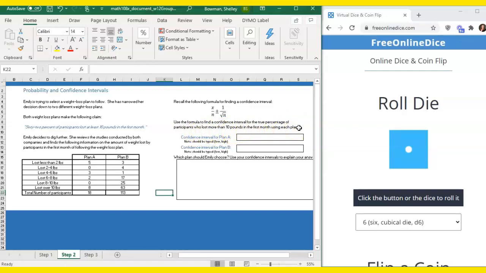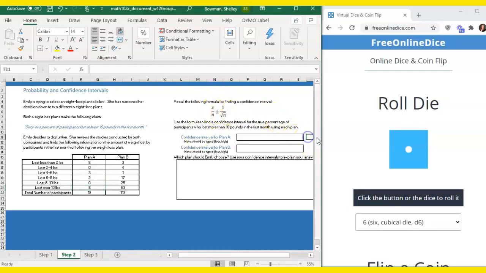So we want 10 pounds or more. We're not going to use the 8 to 10 pounds because that doesn't include 10 pounds or more. So I'm guessing this is going to get up close to 10, and this is going to be the cutoff for 10 and above. So let's start with plan A. Our number that we're interested in is 8. So that will be our X.